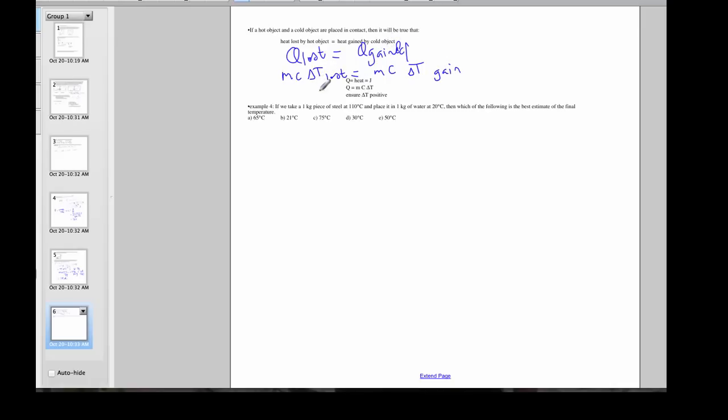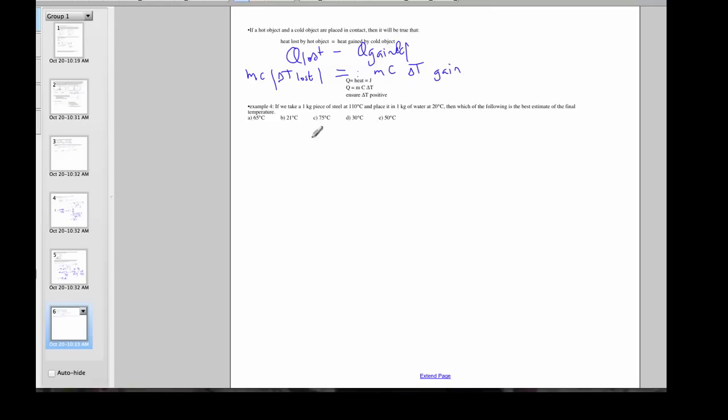Now, in that expression, you need to be a bit careful because if you're losing thermal energy, then the temperature is going to be going down and delta T is going to be negative. So we've got to make sure to put an absolute value here for the delta T lost. Let's write that a little more neatly. So it's going to be mc delta T lost, in absolute values, equals mc delta T gained.